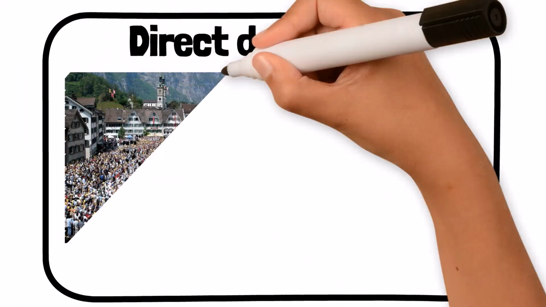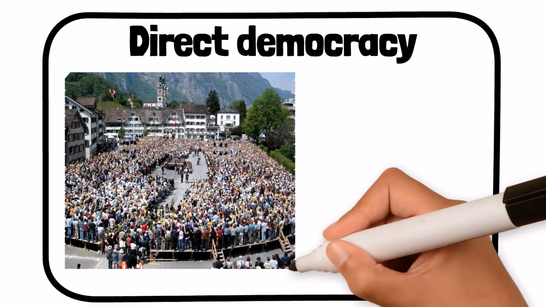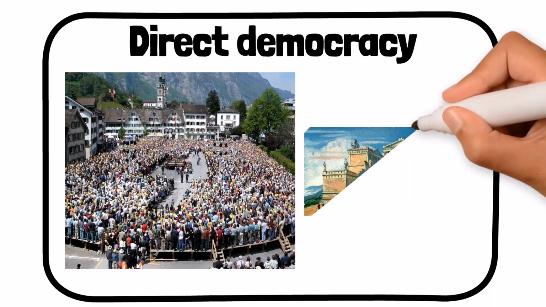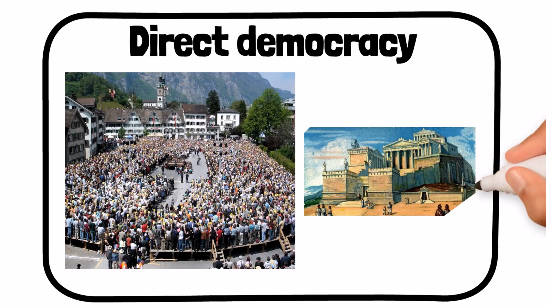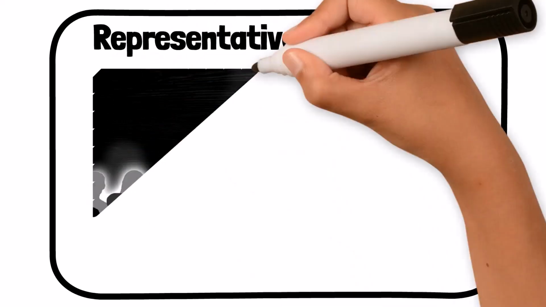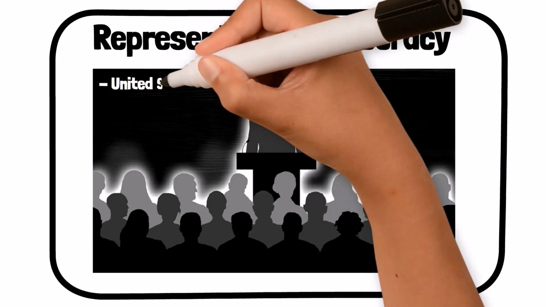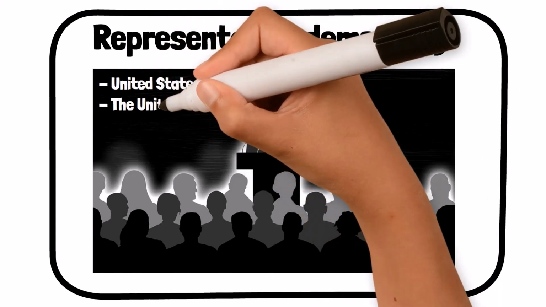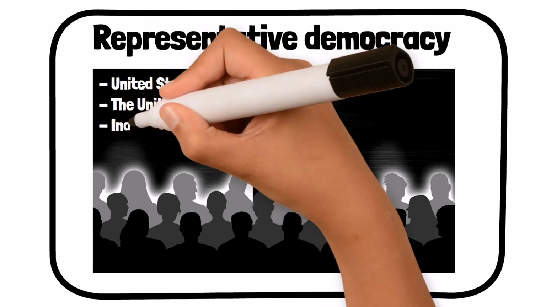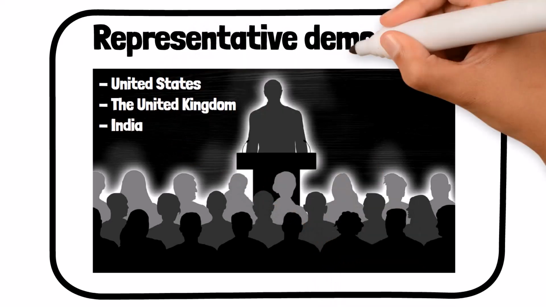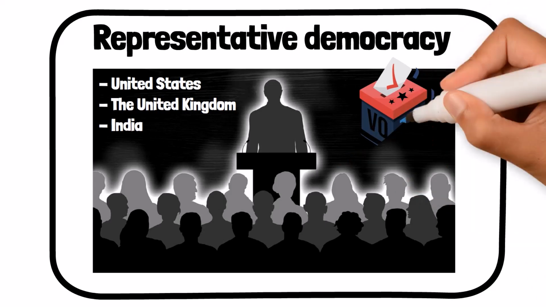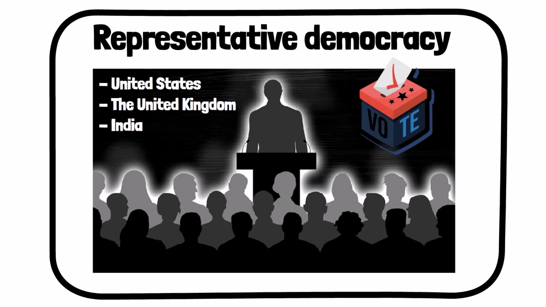Democracies can be further divided into different types. In a direct democracy, citizens directly participate in decision-making without intermediaries. Ancient Athens is often cited as an example, where citizens gathered in assemblies to vote on laws and policies. In a representative democracy, citizens elect representatives who make decisions on their behalf. Most modern democracies, including the United States, the United Kingdom, and India, are representative democracies. Elected officials are accountable to the people and must seek re-election at regular intervals.